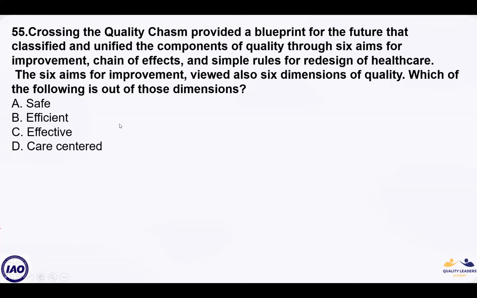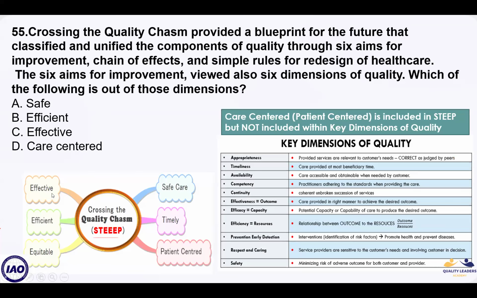So IOM's Crossing the Quality Chasm has STEEEP. That is safe care, effective care, efficient care, equitable care, timely, and patient-centered. So here it's asking how the Crossing the Quality Chasm dimensions and the key dimensions of quality differ. The options are safe, efficient, effective. All the safe, efficient, and effective are appropriate for both, but care centered is nowhere.